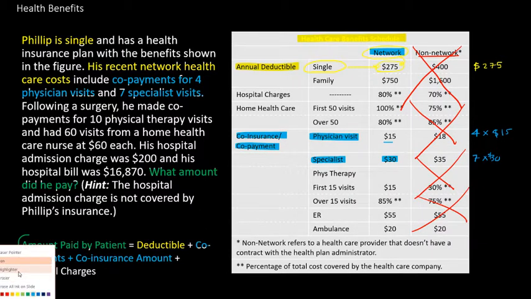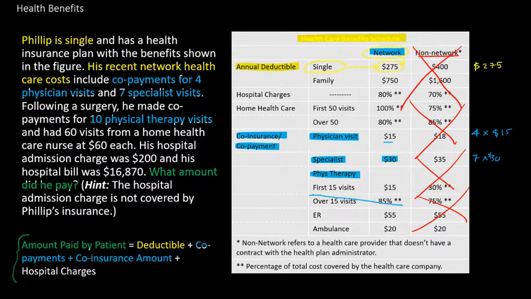Next it says, following a surgery, he made copayments for 10 physical therapy visits. So we find physical therapy. Now something a little bit different here. It says the first 15 visits are $15. Over 15 visits, 85%. Now we don't need to worry about this because we only had 10 visits. So we'll just ignore that for now. For the first 15 visits, they're $15 each. So for those 10 visits, we're going to multiply by $15. Okay, and then what else do we have?